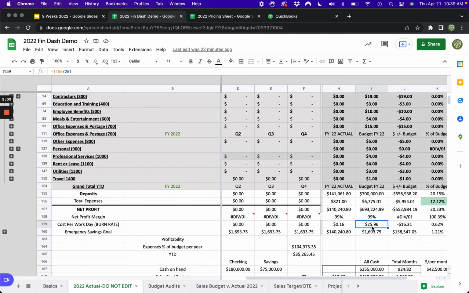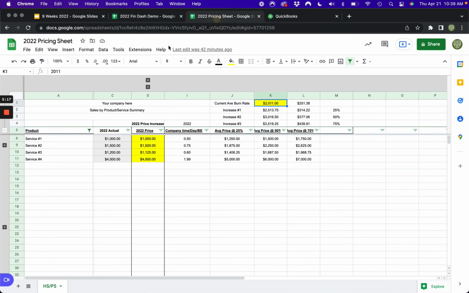So why is this so important? Why is it important to know how much money I burn every single day? One, it's going to help you know how much money you need to make minimum every day. And two, it's going to help you understand, are my products and services priced correctly? That's where we're going to jump over to the pricing sheet.